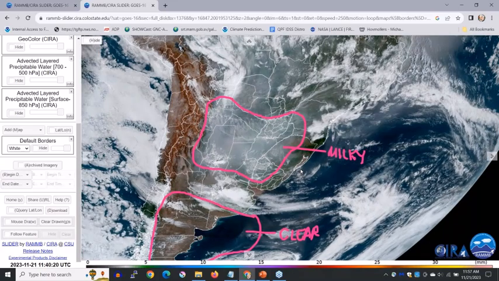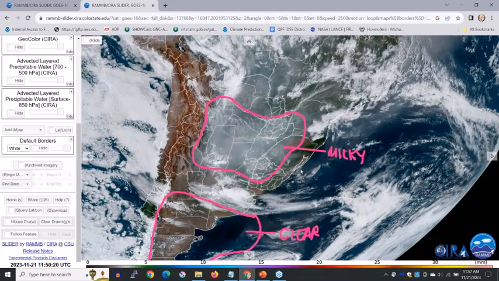Correct. You can see dust in the visible, but you can see more properties in the infrared, and you'll probably need to zoom in.